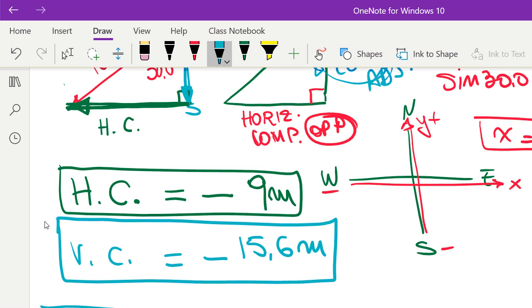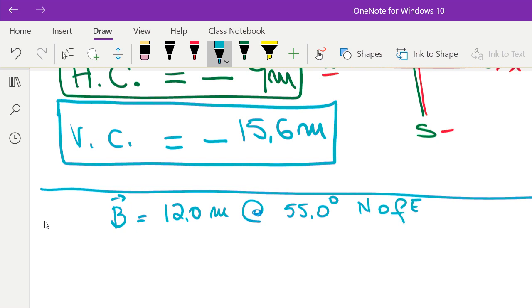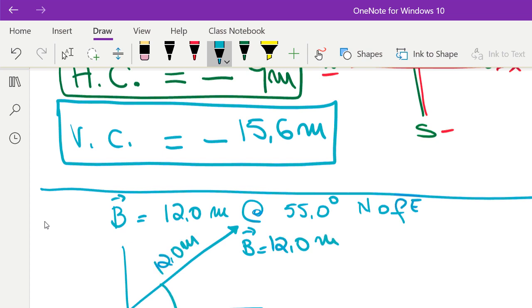So let's suppose that we have this as a vector. We have a vector B that is 12 meters at 55 degrees north of east. So what we have is a vector B creating an angle of 55 degrees with the east axis, with a magnitude of 12 meters.